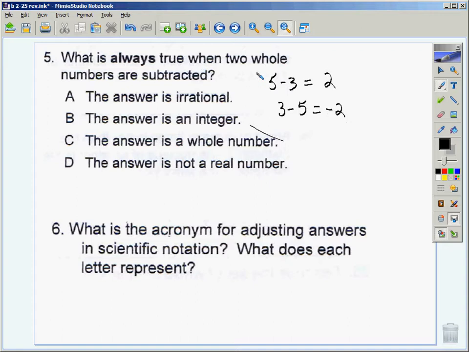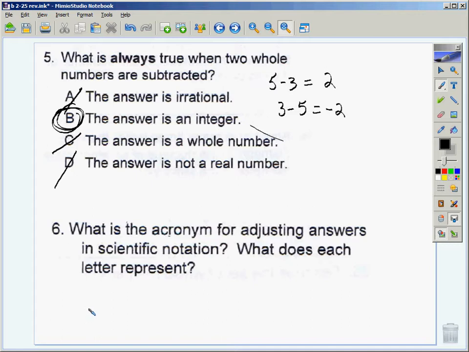So, what is always true about two whole numbers that are subtracted? Are they ever going to be irrational? No. Is it going to be an integer? Yes, that is the correct answer. Would it necessarily be a whole number? No, it could have been positive, but it could be negative, depending on which way I subtracted them. And the answer is not real. We haven't dealt with imaginary numbers yet. Okay.